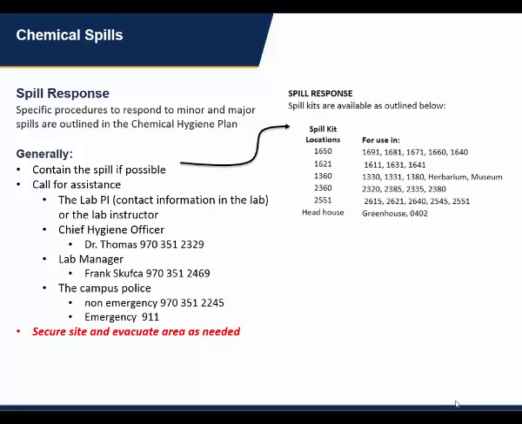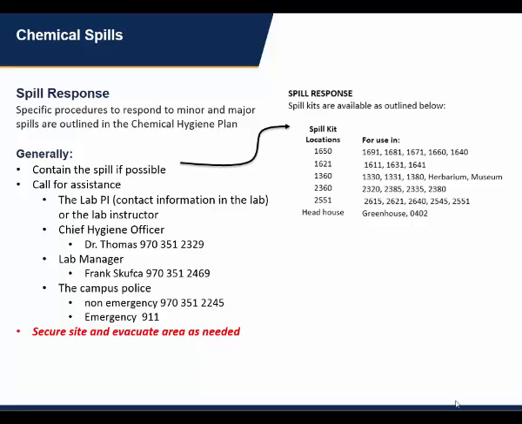If you have a chemical spill, again, there's a lot of information about this in the chemical hygiene plan, but just as a brief indication, there are spill kits available. So each prep room is associated with labs, and the information is given here. Spill kits can be found in these particular locations: Ross 1650, 1621, 1360, 2360, 2551, and also in the head house down by the greenhouse in 0402.